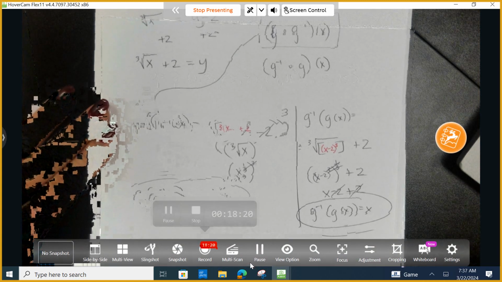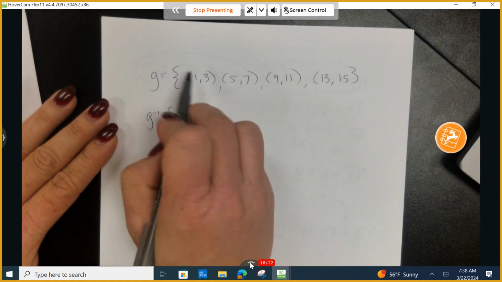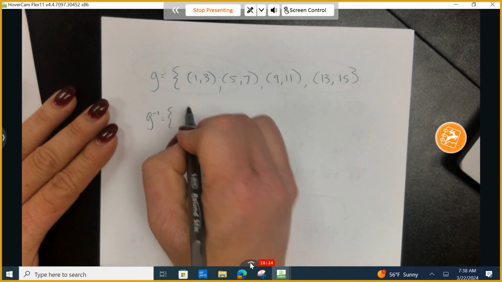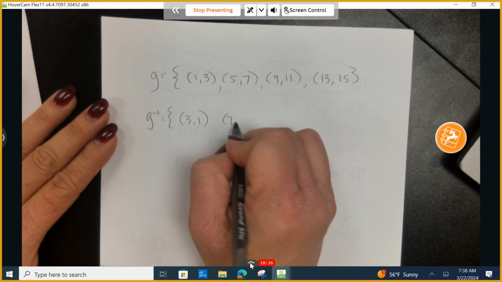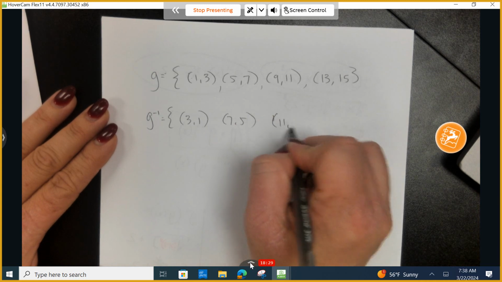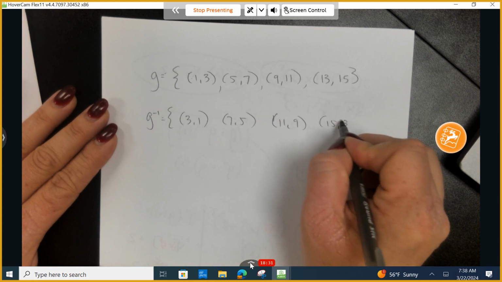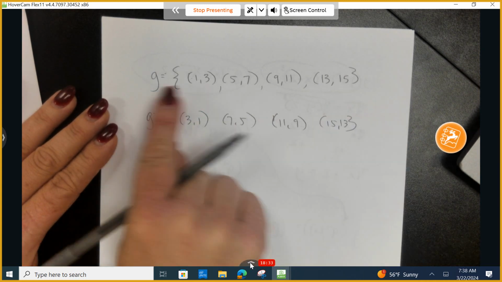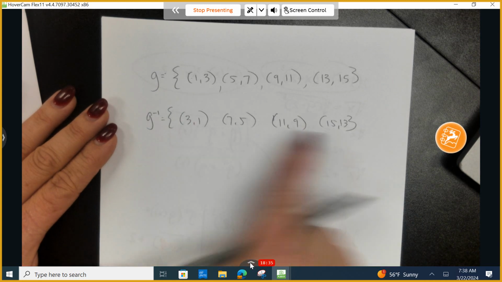I'm going to write down the inverse of g of x. I'm going to take the inputs and the outputs, and I'm going to switch the order. So 3, 1, 7, 5, 11, 9, and 15, 13. This was a function. In fact, it's a 1-to-1 function. This is also a function and a 1-to-1.